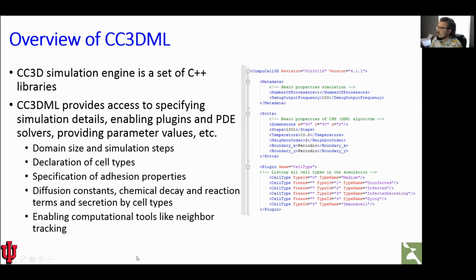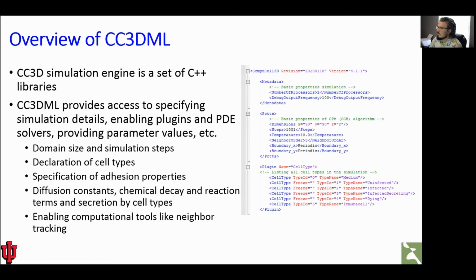So this is a set of code from an example model specification using CC3D ML. And as it turns out, these are the first few lines of the CC3D ML script for the viral infection model framework.